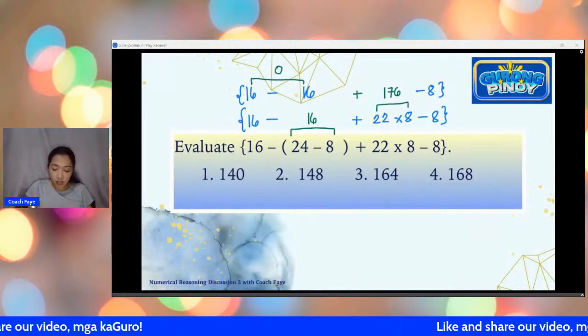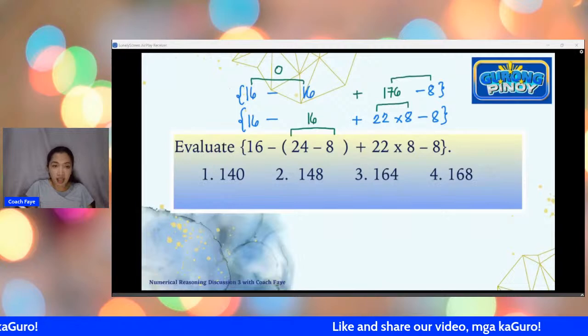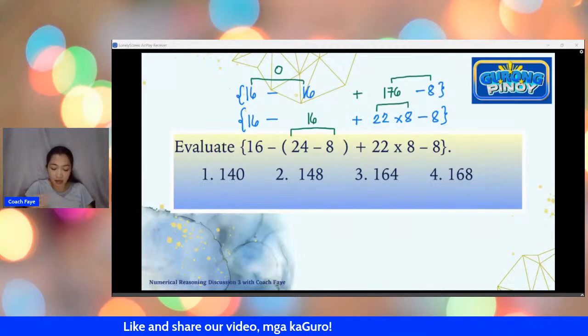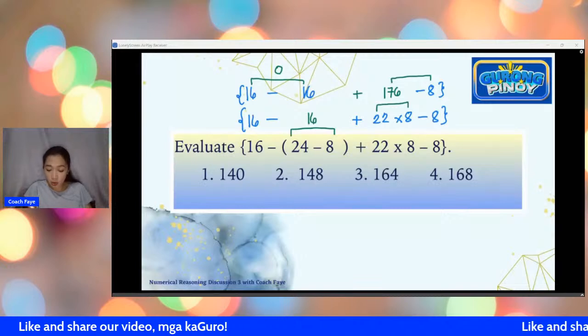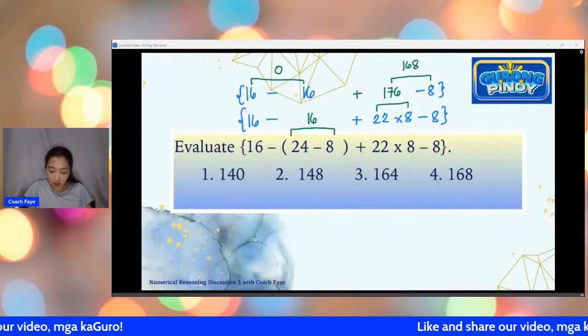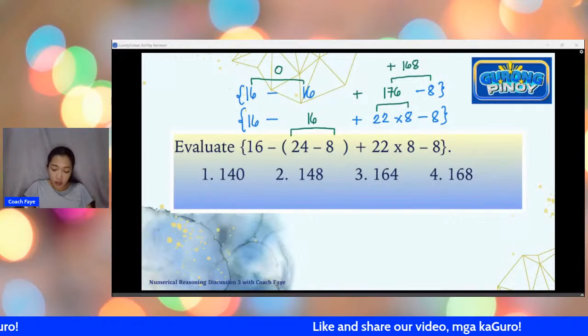Ano po? So, I'll just focus on this one. Kasi 0 na yung nasa kabila eh. Ibig sabihin, the answer doesn't matter anymore whether mag-a-add tayo or subtract. Basta, 0 na siya. So, next one here, we have 168. And of course, it's going to be positive. So, the correct answer here is indeed 4.